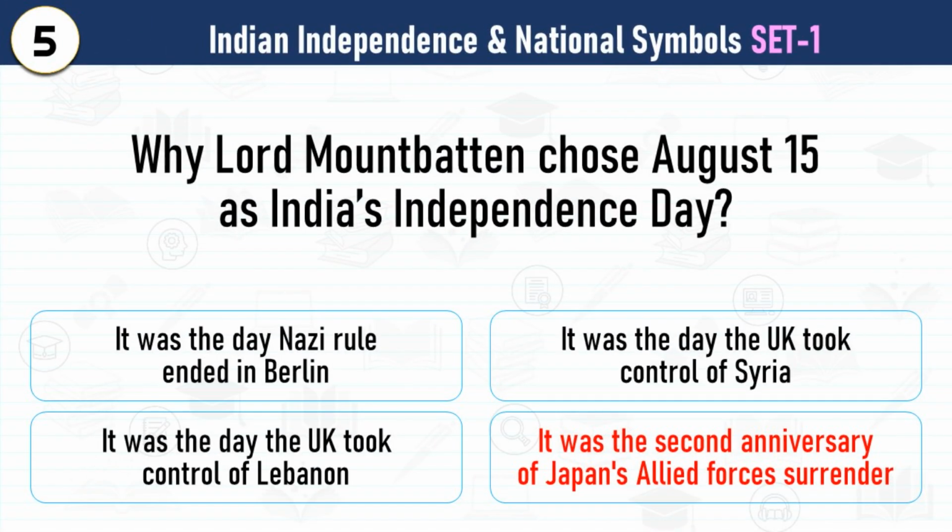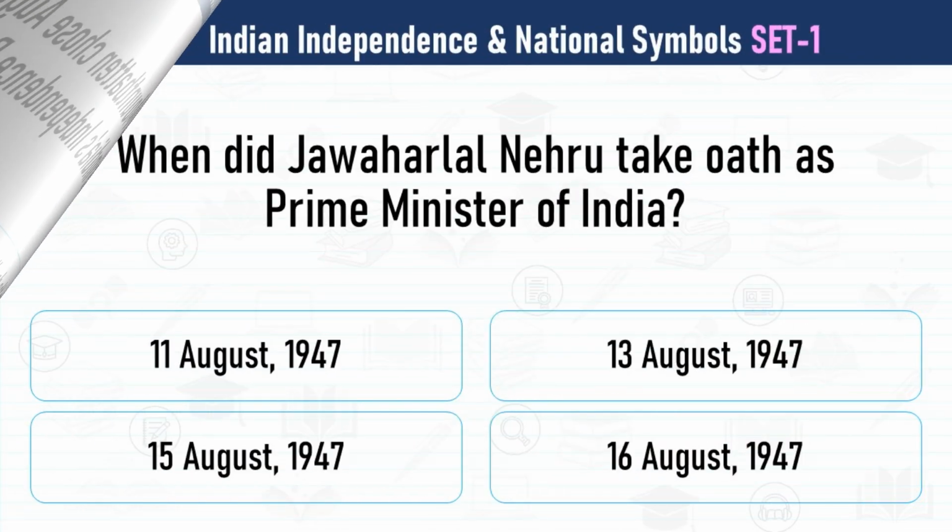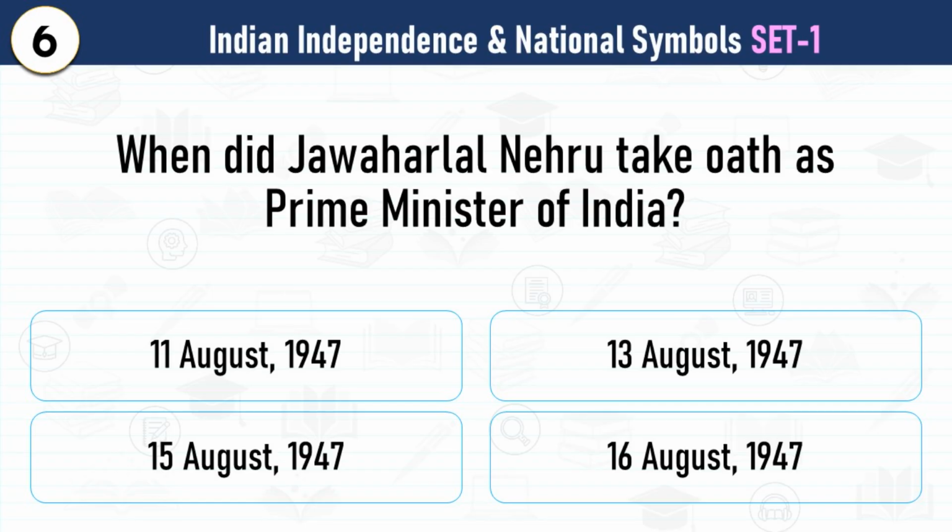Correct answer is Lord Mountbatten chose August 15th as India's Independence Day because it marked the second anniversary of Japan Allied Force surrender. Question number 6. When did Jawaharlal Nehru take oath as Prime Minister of India?